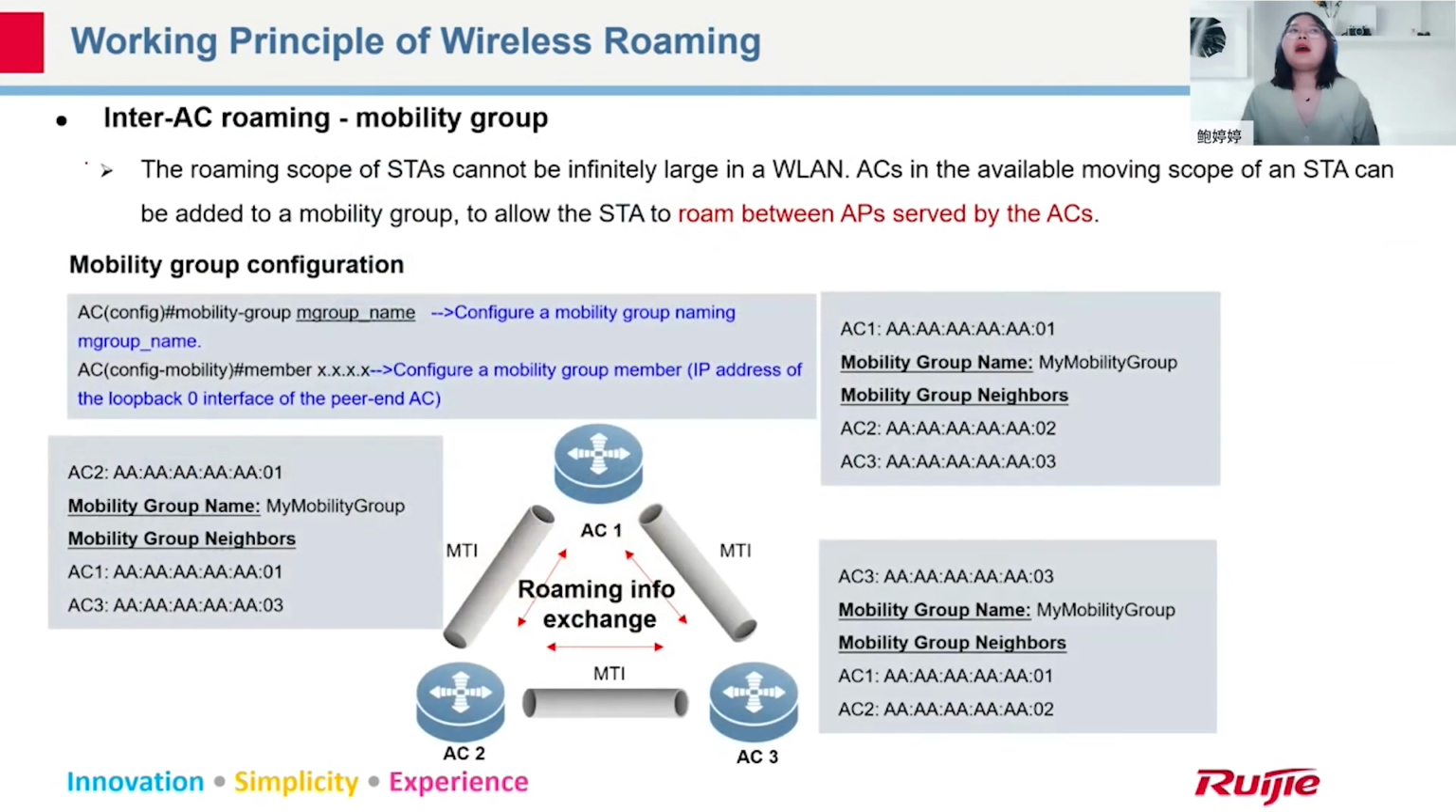Okay. And about the inter-AC, especially in the centralized forwarding scenario, we have to establish the inter-AC roaming by command. We have to create the mobility group, and then this group will help us to establish the tunnel between two ACs. This is a key configuration. AC mobile group, give it a name, and tell it what the members in the group are.